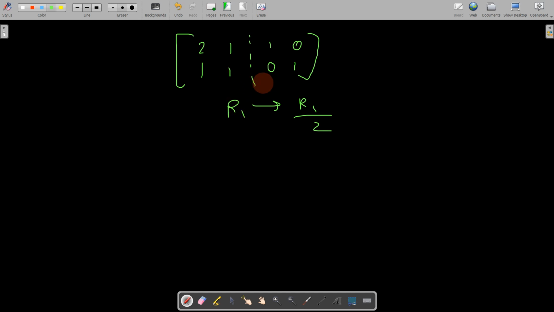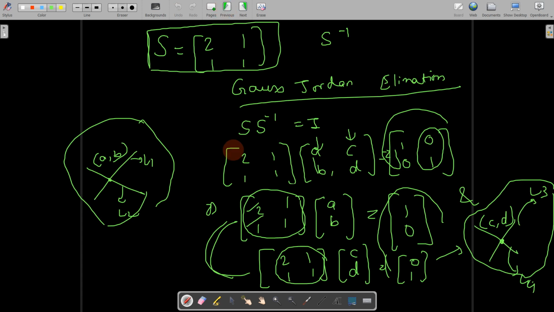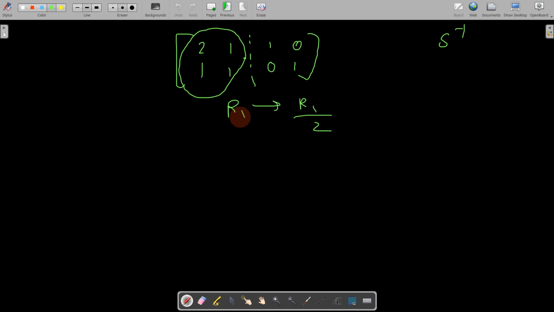Okay, after keeping doing the row eliminations, what we will try to make, we will make this side as identity, and automatically the point of intersections will give you the columns of S inverse, right? I hope you have understood why it is giving S inverse, because here the solutions of AX equals B will give you the columns of S inverse. Okay. So how do we change row 1 to row 1 by 2?